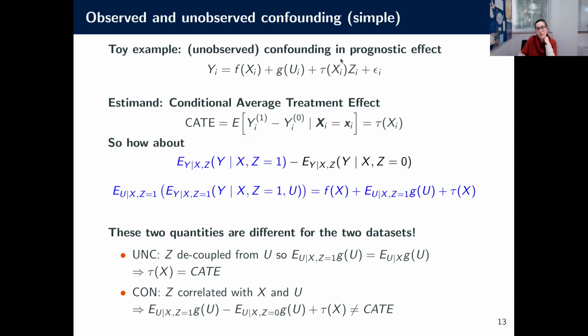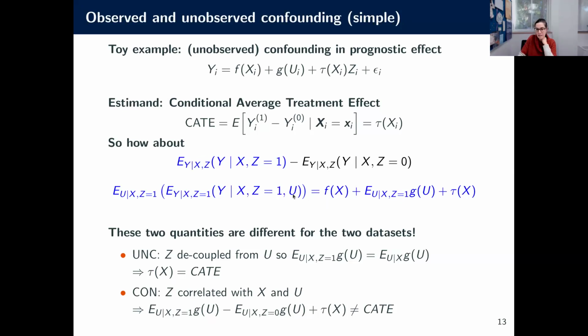Plus, this term tau of x, again, is not a problem. If we condition here on z equal to 1, then this is tau of x, and then we take out the expectation over u, which is not a problem. The term that's causing a problem is this one, because the expectation of u conditionally on z equal to 1 is something, but the corresponding term, when I try to expand this one, will be slightly different because u and z are correlated, so they will not cancel out.